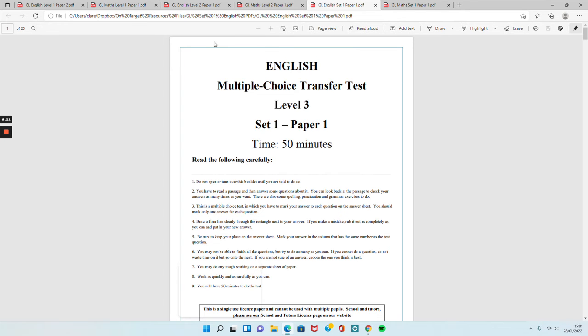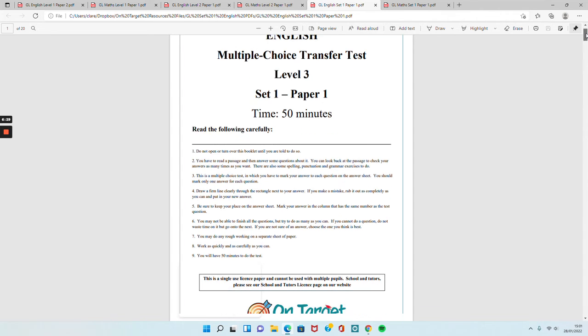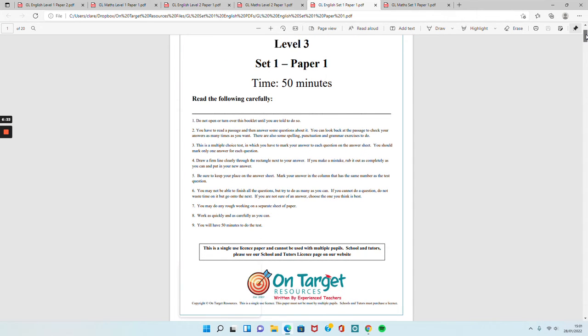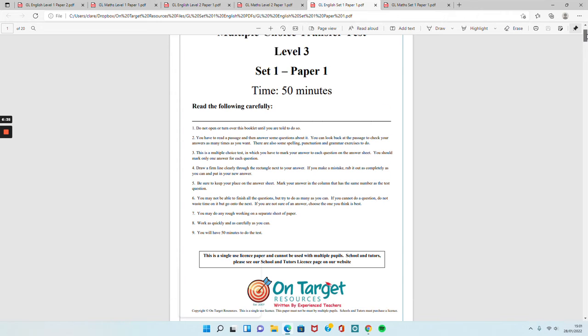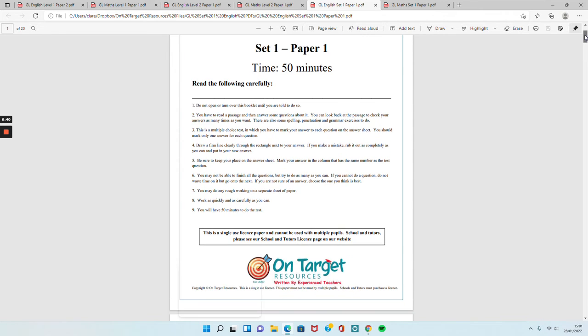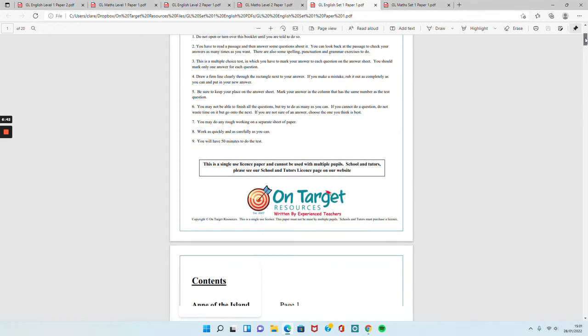So our final level in our stage difficulty papers is level 3, and this really is test level. So these papers are designed to reflect the actual difficulty level of the GL papers. So the English is a 50-minute paper and there are 60 questions. So that is quite challenging for students, but hopefully if you built yourself up slowly from level 1 and level 2, it won't be such a challenge.